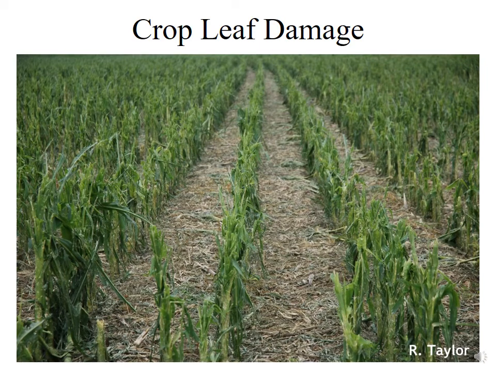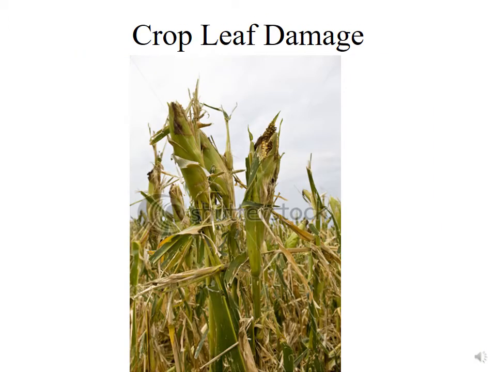Here we have an example of crop damage. This corn is not looking very good after its encounter with hail. Here we have corn that was significantly damaged by hail. It does not look very healthy. The leaves have been stripped off. Tassels are in bad shape.